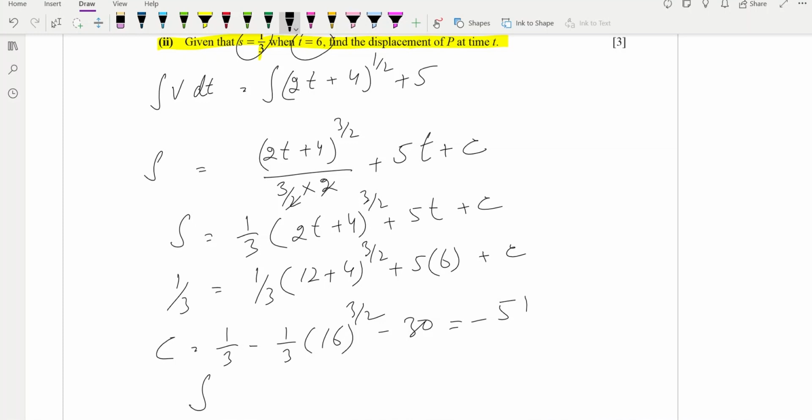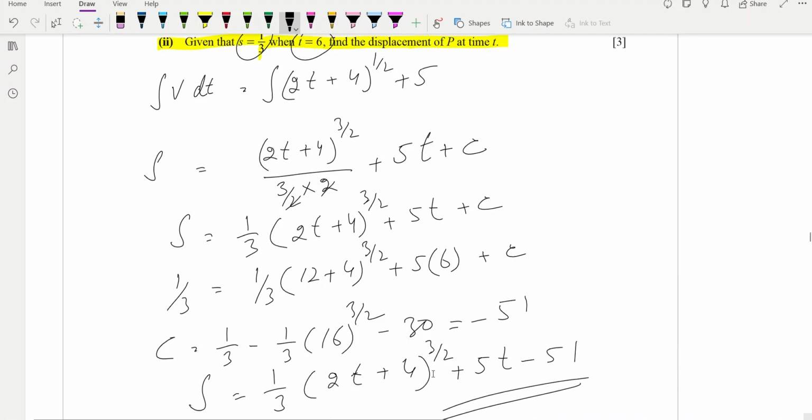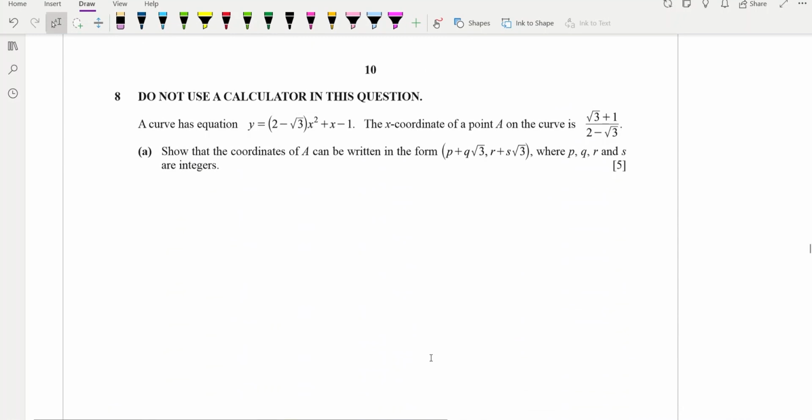So s is equal to 1 over 3. Displacement is equal to 1 by 3 into 2t plus 4 raised to the power 3 by 2, plus 5t, minus 51, and this will be the final displacement equation which we have found.